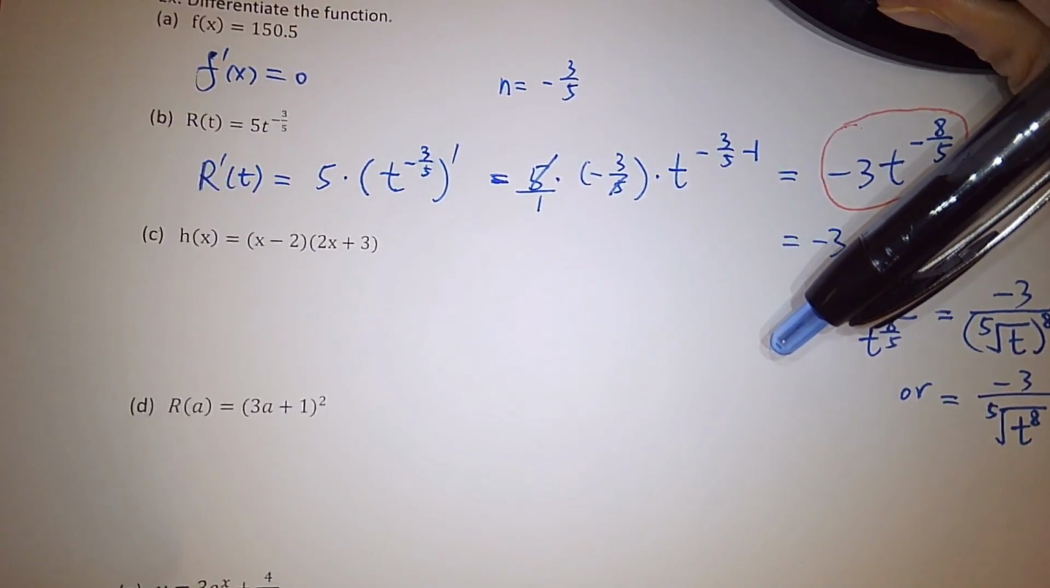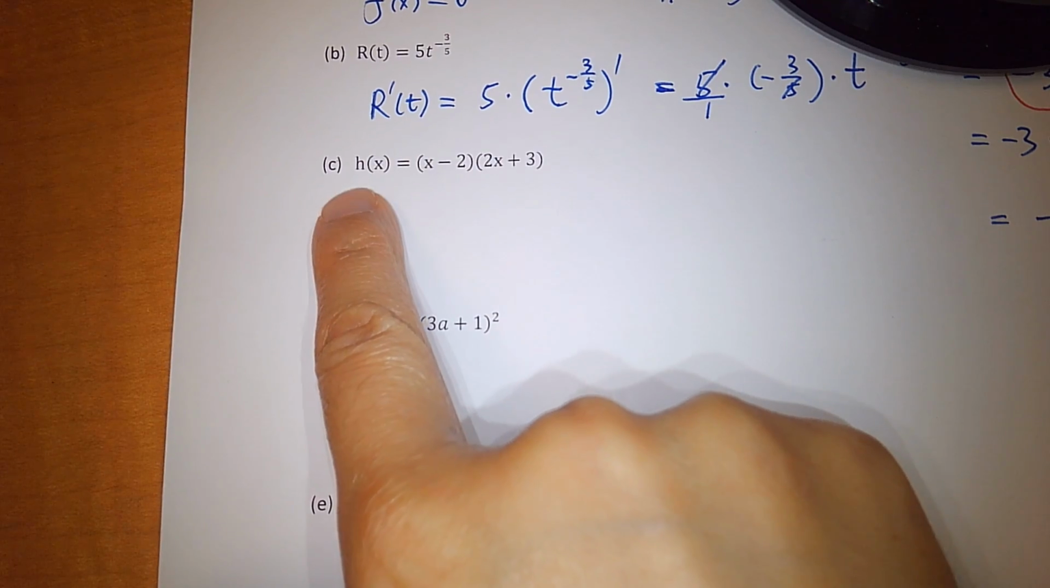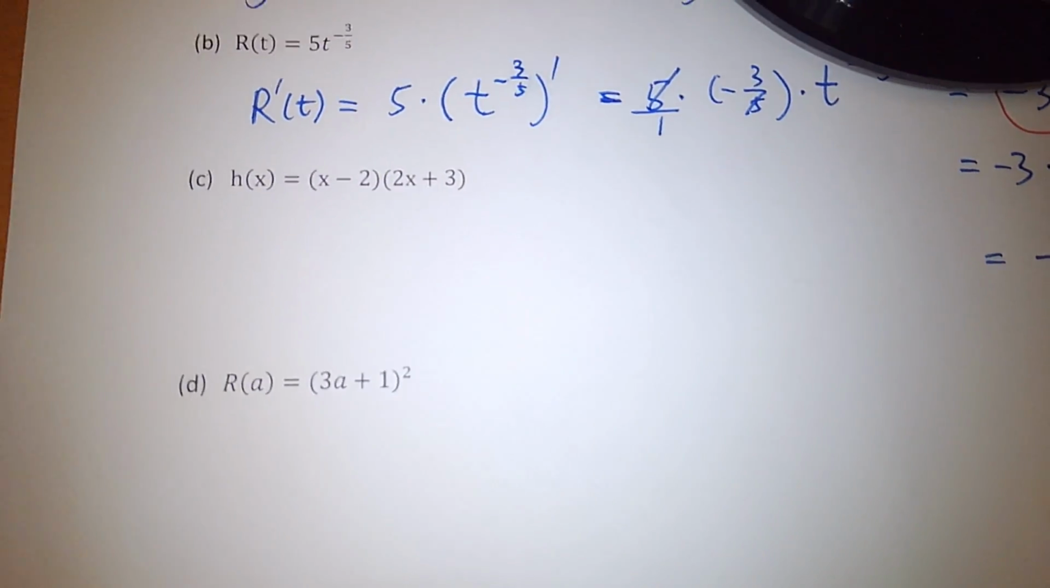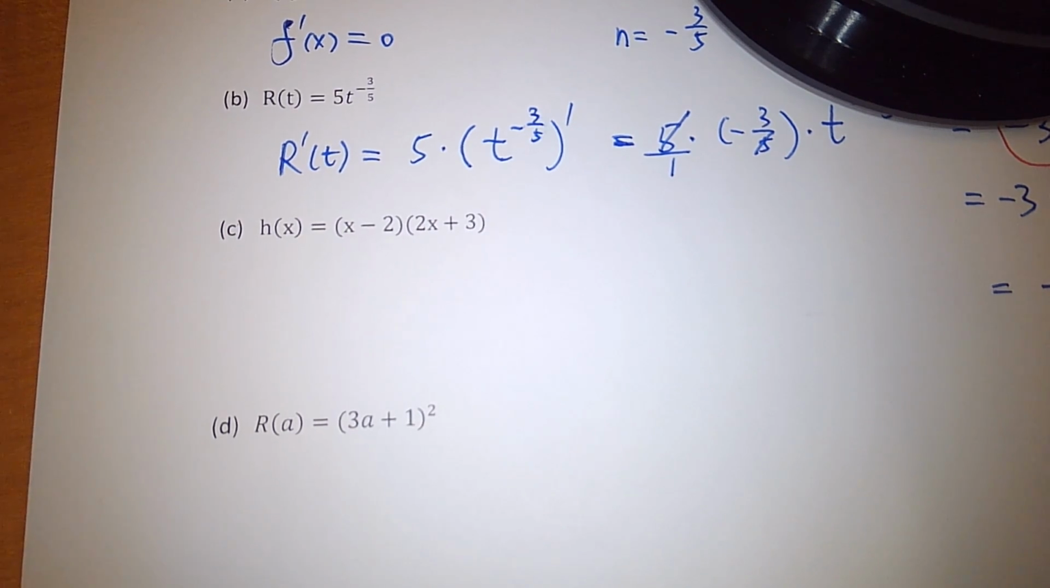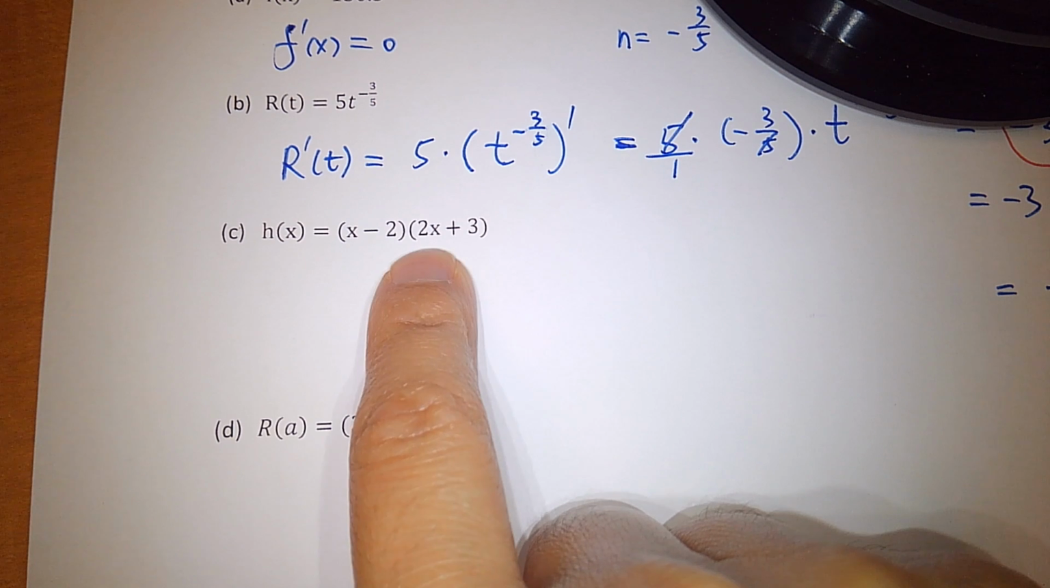No? Alright, so question C. Compute the derivative of h, if h is defined by x minus 2 times 2x plus 3. So how can we do this problem?